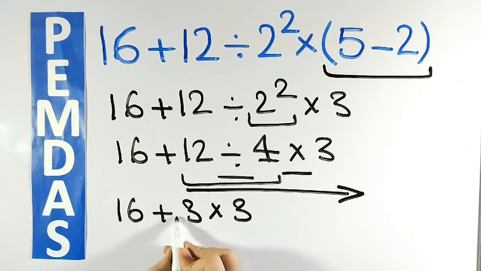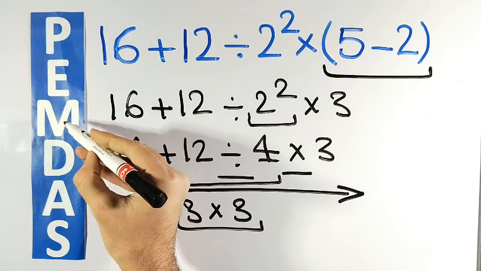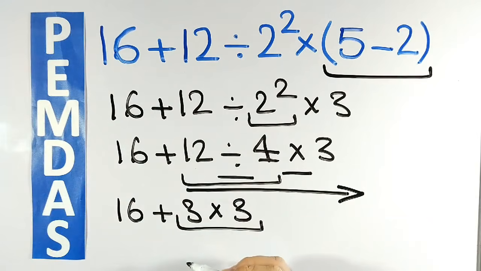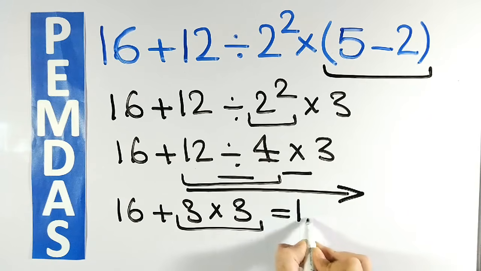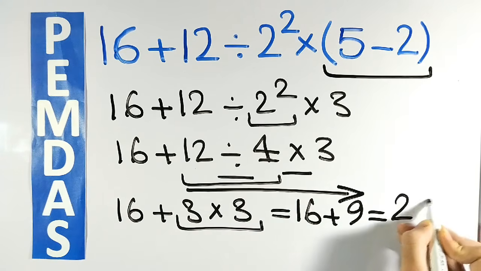And the final step, we go for the multiplication between 3 and 3 because multiplication has priority over addition. So, instead of this expression, we can write 16 plus 9, which finally gives us the answer 25.